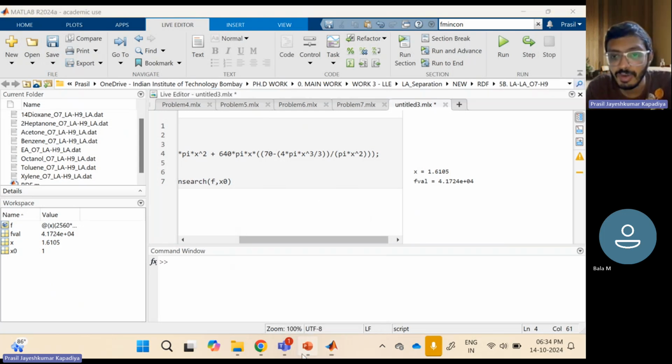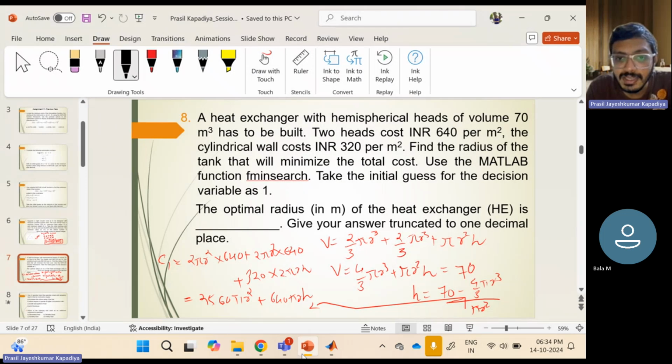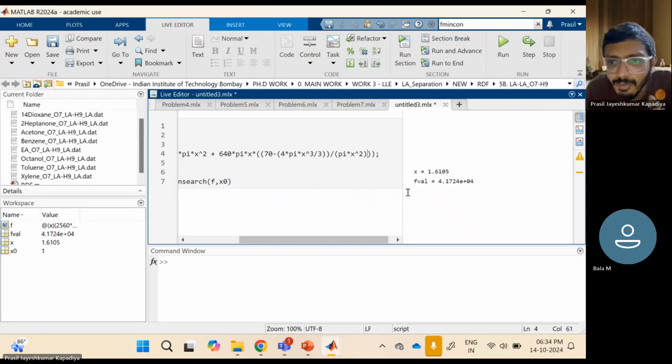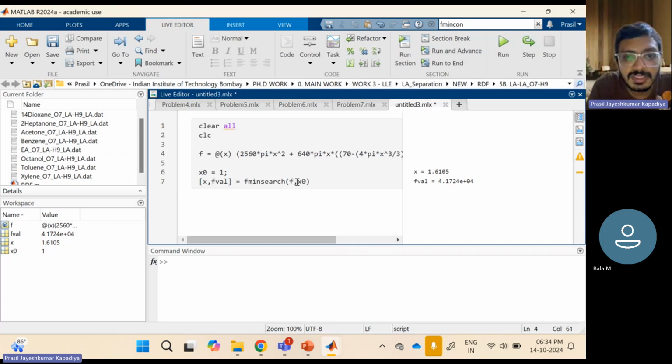We are getting our value of radius as 1.615. We are supposed to give the value of radius only. So that is 1.615 and volume is 4.1724 into 10 raised to 4. So that is 1, 2, 3, 4, so that is 41724. Value of cost 41724. Okay, so this is how we can solve.